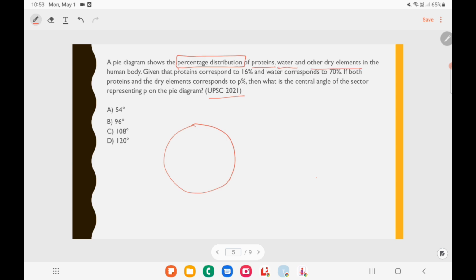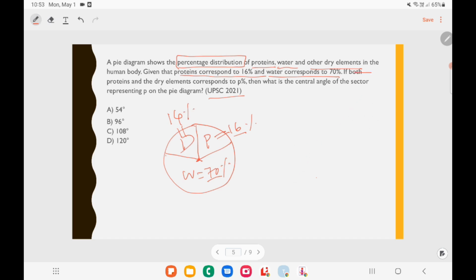Now given that proteins correspond to 16%, and water corresponds to 70%, so water is maximum, and the balance will be dry elements. So how much will be the balance? 70 plus 16 is 86. We know that the total percentage will be 100%, so the rest will be 14%. So dry elements will be 14%.